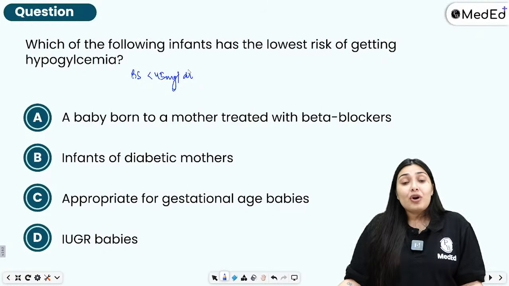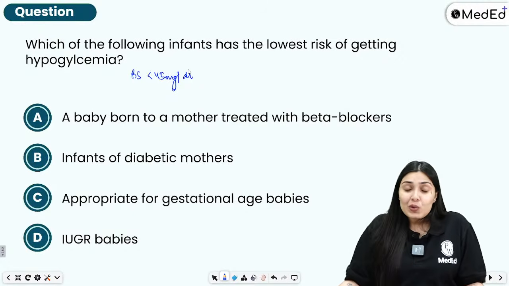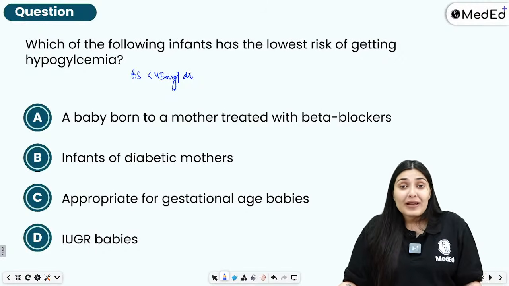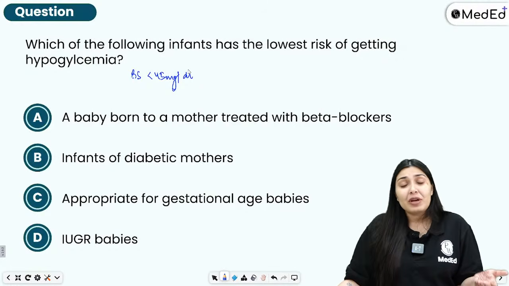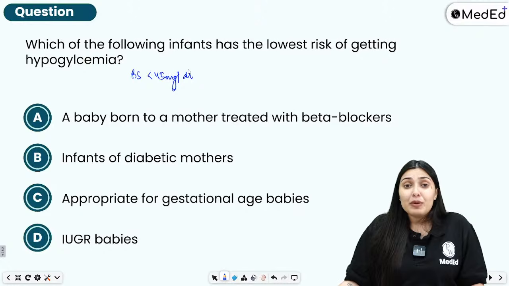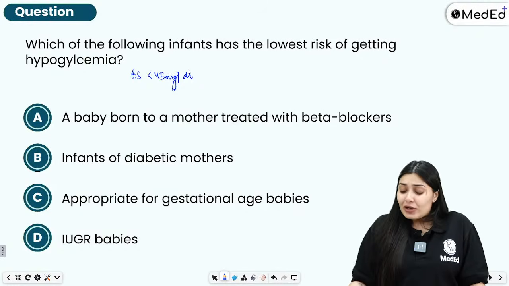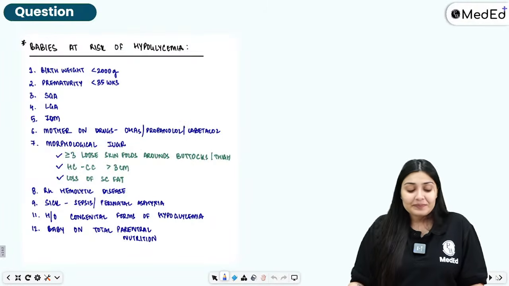And lastly but not the least, if there is IUGR, morphological IUGR, this baby also has less stores, so more chances of hypoglycemia. If the baby has some family genetic problem of hypoglycemia, this baby again would be prone to hypoglycemia. So let us make down this list.